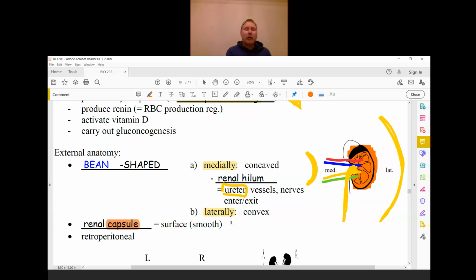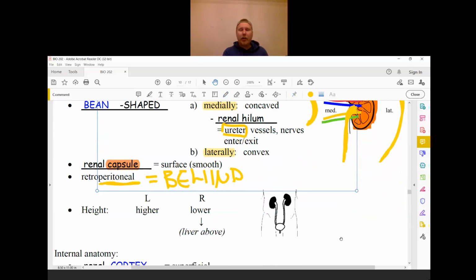If you want to discuss the location of the kidneys, where are the kidneys located? They are retroperitoneal, so in terms of the peritoneum, they're behind it. Let's have a look at a little bit of the location of the kidneys. So let's circle them here. We end up finding that the right kidney is located slightly lower than the left kidney.